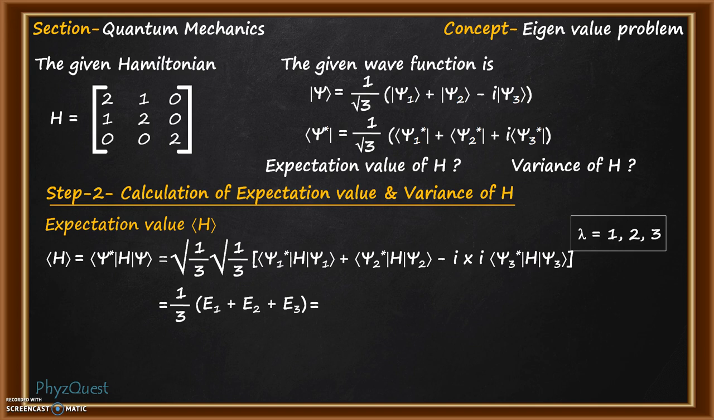So now in place of E1, E2 and E3, we will put 1, 2 and 3. So this will be equal to 1 by 3 into (1 plus 2 plus 3), which is equal to 6 by 3, which is equal to 2. So this is our expectation value.